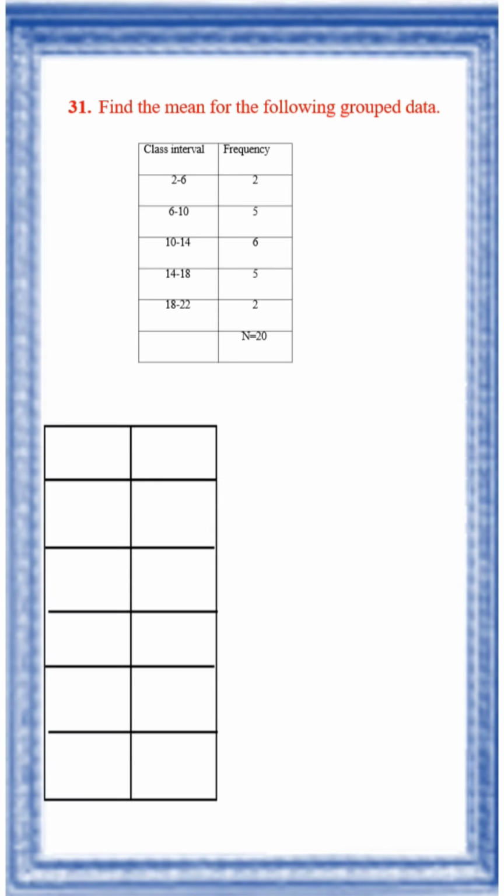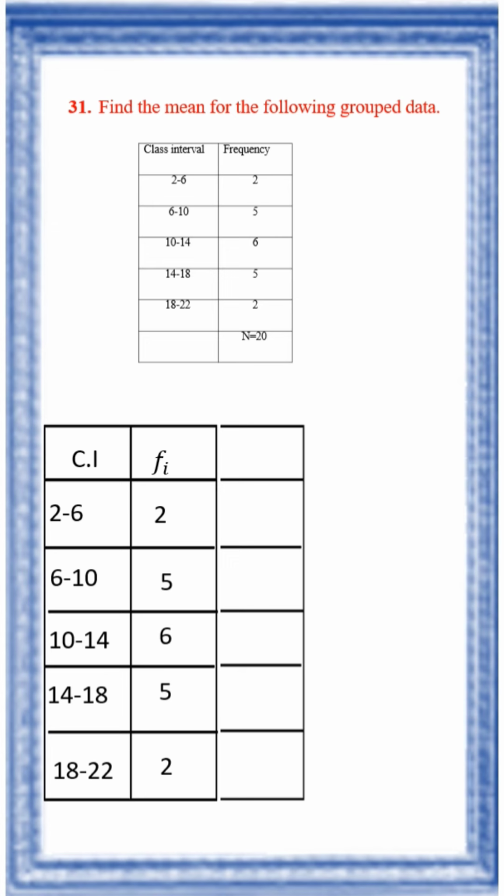Now the 31st question. Find the mean for the following grouped data. Here data is given. We have to find the mean. Now let us have the table for class interval and frequency. Now let us write all the things like this. Now let us find the midpoint of each class interval, that is xi. 2 plus 6, that is 8.